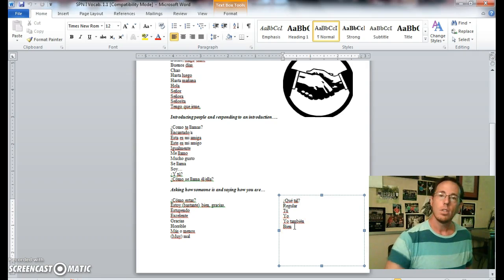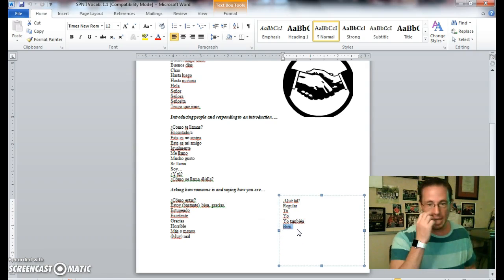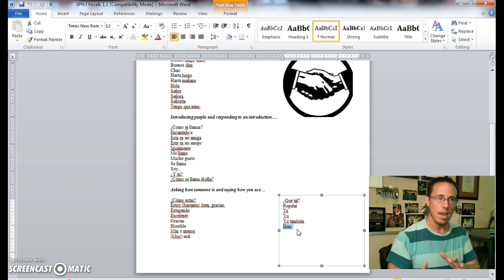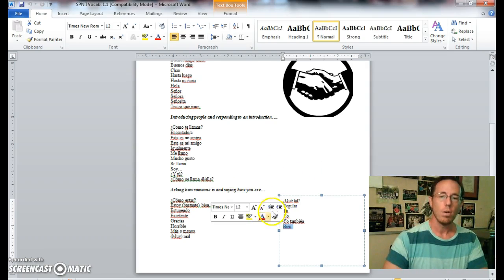And bien is just the word for well or good. It's another one of those cognates as well. You'll see the word bueno or bien a lot, and that has that Latin prefix ben, like as in benevolent or benign, meaning things that are good. So that's just another way to help you remember that. So that's it for our vocabulary.